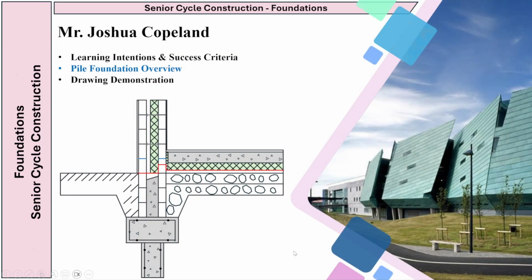Before we wrap up, let's do a quick recap. Our learning intention was to describe and draw a pile foundation in the 1:10 scale drawing. Our success criteria were to identify the parts of the pile foundation, explain why a pile foundation may be used and when it's acceptable to use it, and to draw it accurately to scale. We also identified an advantage and a disadvantage.